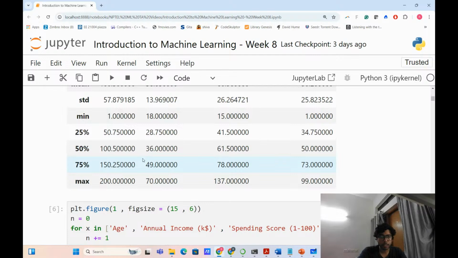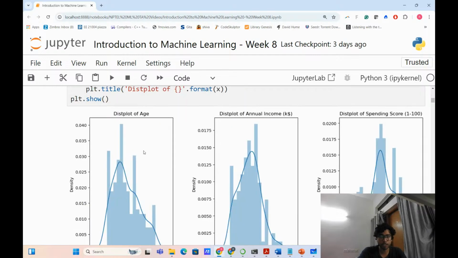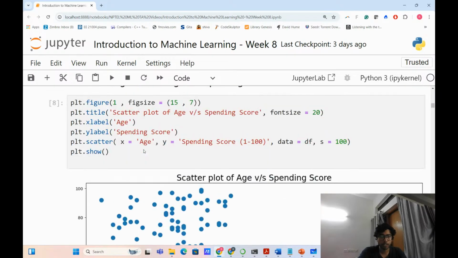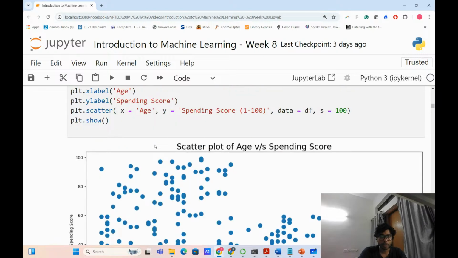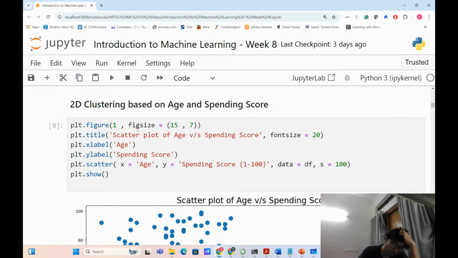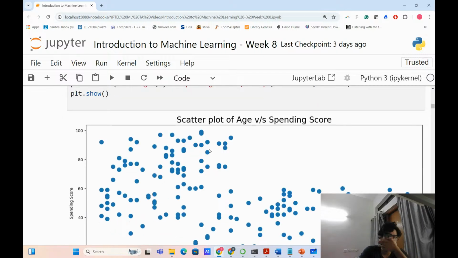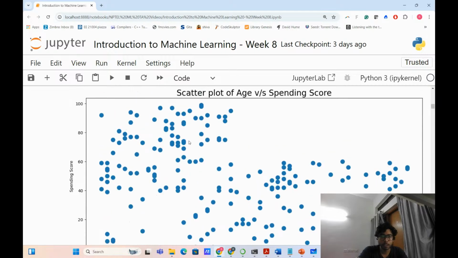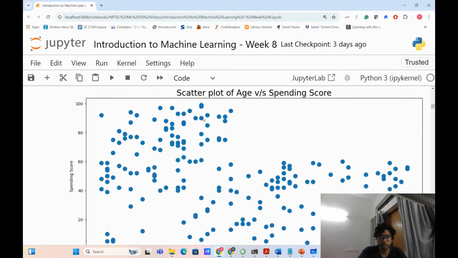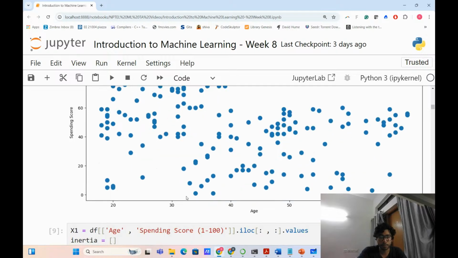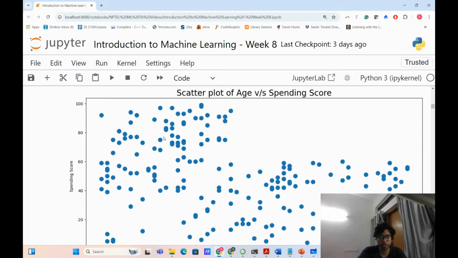So these are the pre-processing steps. We had described those earlier. I will not go through those in detail, but I'll share the notebook for you to see. And yeah, this is the 2D clustering based on age and spending score. This is the scatter plot of age and spending score. On this axis you have age, on this axis you have spending score, right? The person with age 60 has a lower spending score, but in general, on this side, people with younger age have a higher spending score, right?